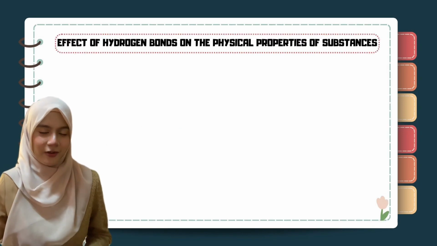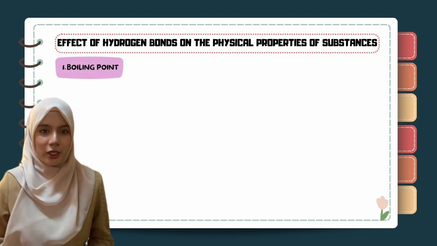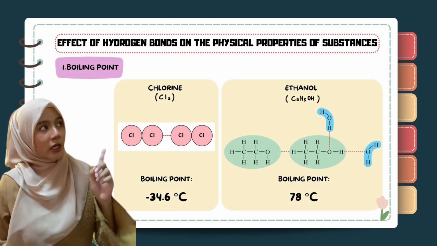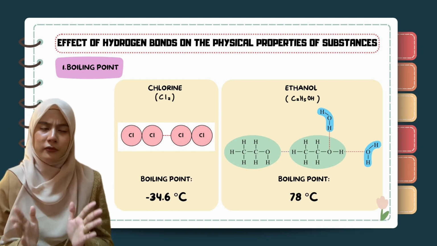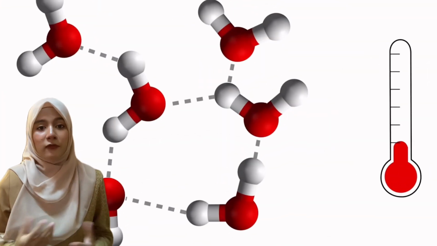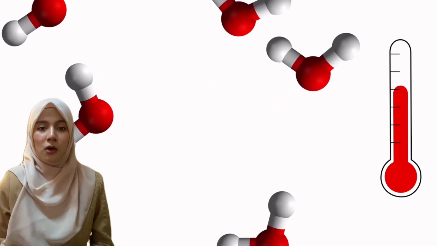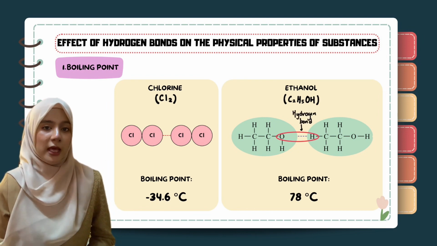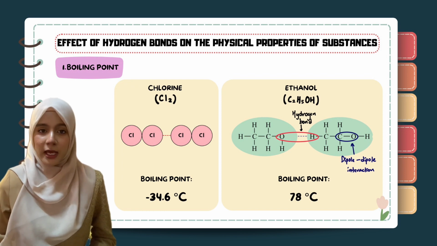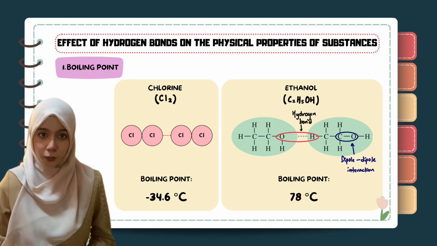Now let's see the effect of hydrogen bond on the physical properties of substances. First, boiling point. As you can see, the boiling point of ethanol is much higher compared to chlorine. If you still remember, the compound in the form of liquid will reach the boiling point when the attraction forces between molecules are all overcome. For the ethanol, there are hydrogen bonds formed between molecules other than the weak van der Waals forces. And for your information, hydrogen bond is a strong bond and it is difficult to break.